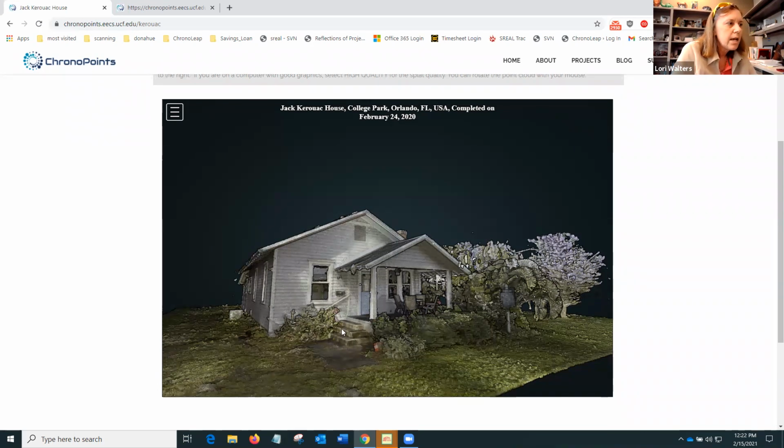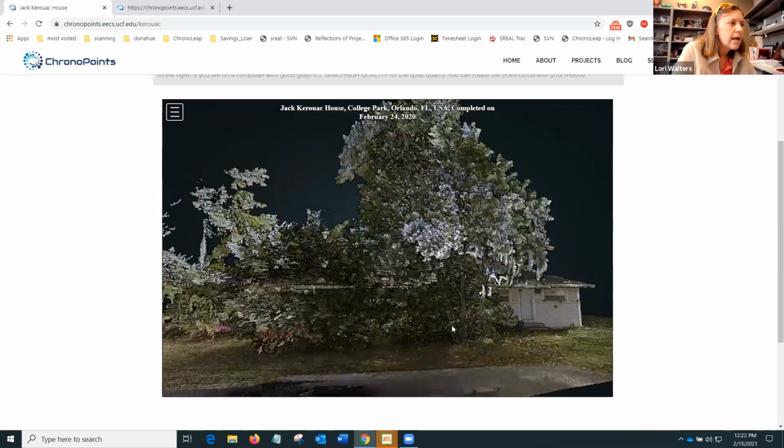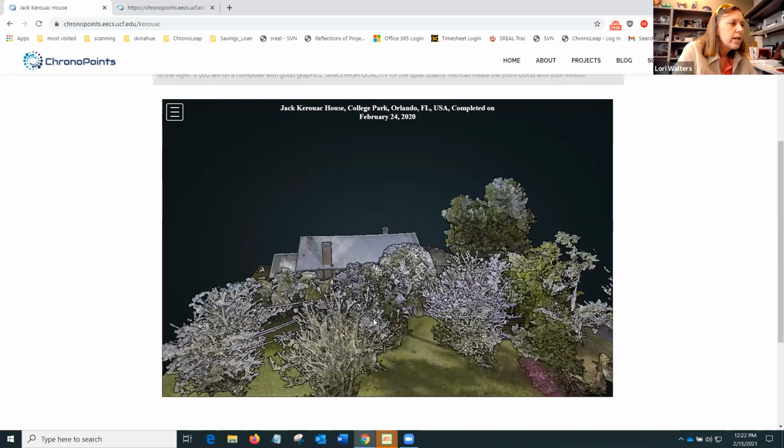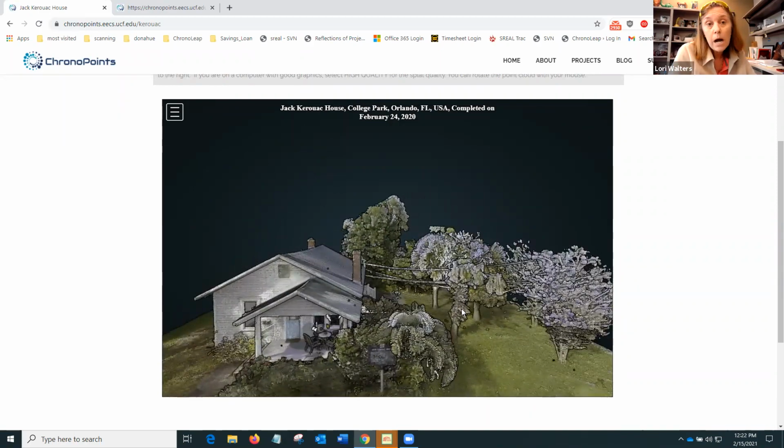As you see, it gives you a 3D representation of the structure and everything around it. The trees, the power lines, if a bird flew by or was sitting on the chimney, it'll take that too, and you can cut it out if you so choose.